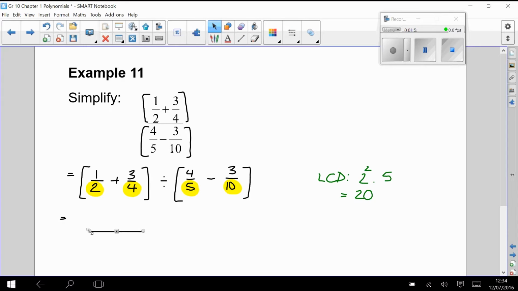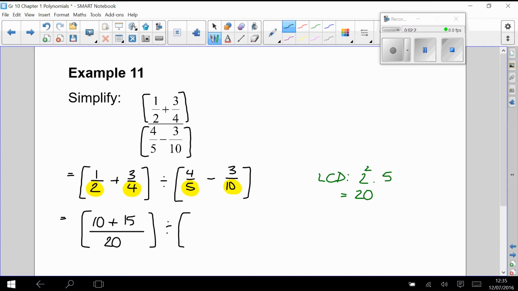Let's get that straight. If I want my LCD to be 20, then I have to say to myself, well, what did I do to 2 to get to 20? You times that by 10. And so its numerator of 1 also must be multiplied by 10. To get from 4 to 20, you multiplied by 5, and 3 times 5 is 15. I still have a bracket on the left that needs further simplification, and now I'm going to try and get a common denominator for the bracket on the right.